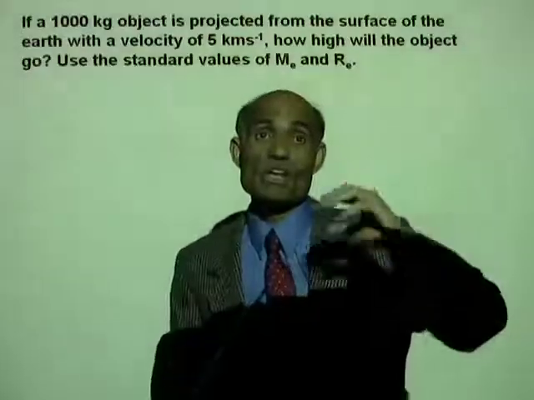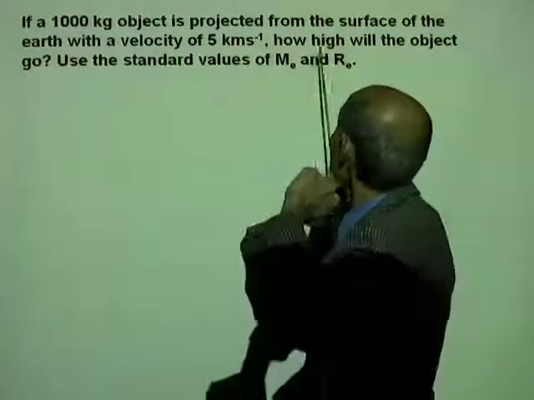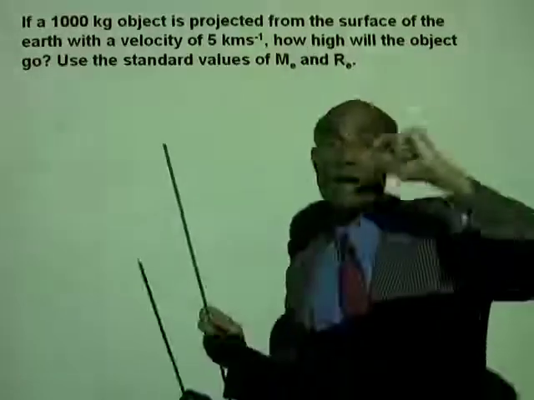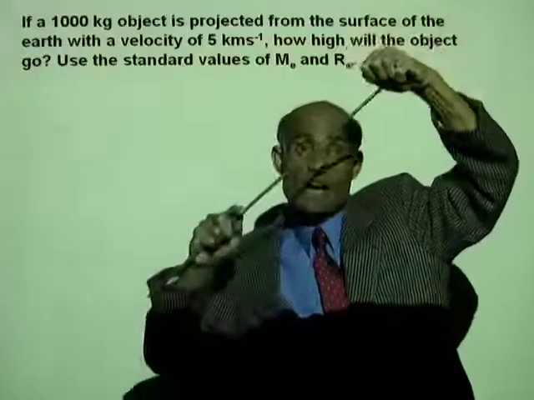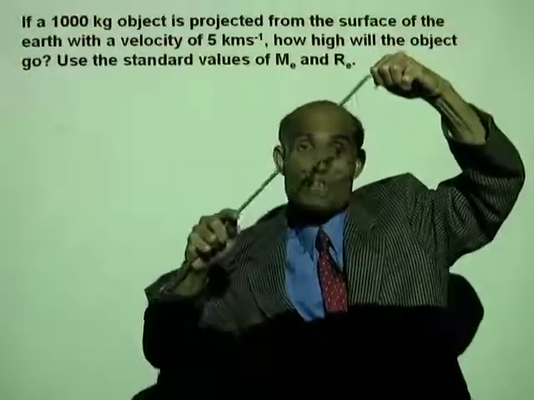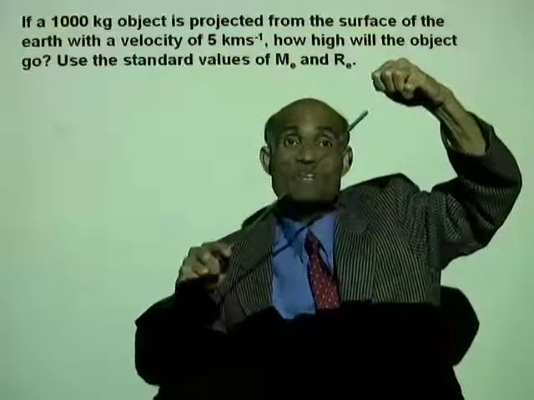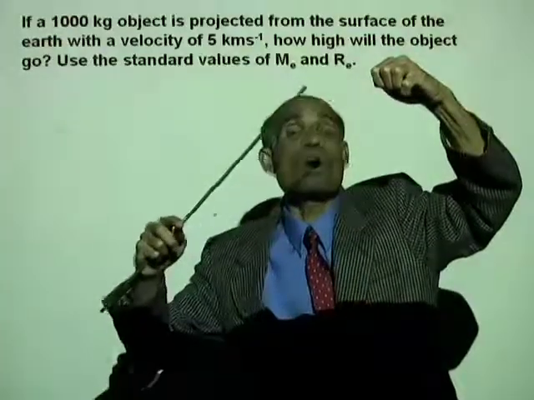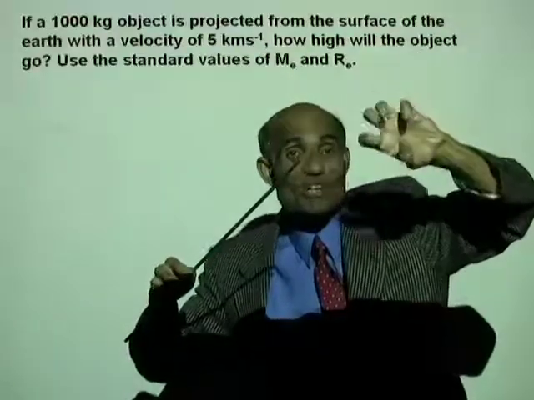And now, if it rises to a certain height, we need to find the height. How high will it go? If it rises to a height, when it reaches that height, it will have a potential energy there. How much will that be? Negative GMEM over Re plus H. That will be the potential energy there.